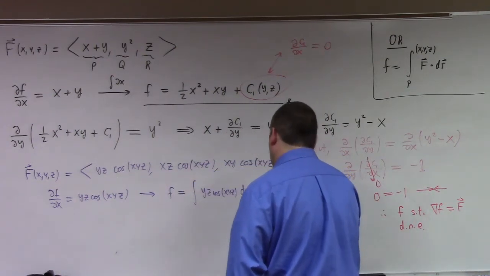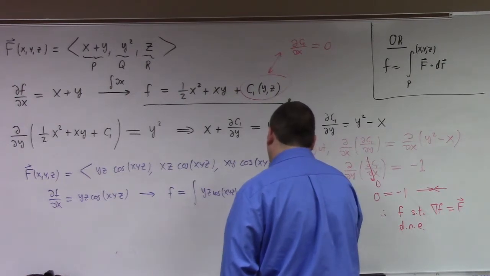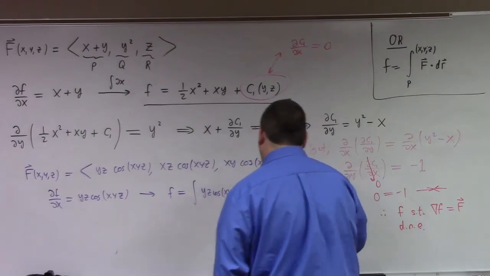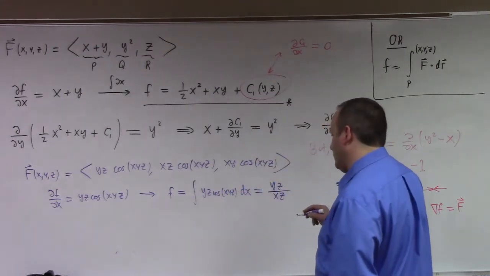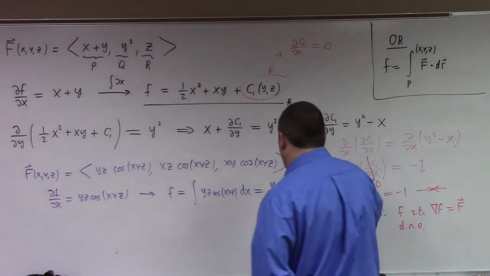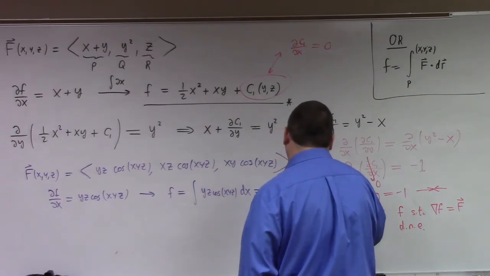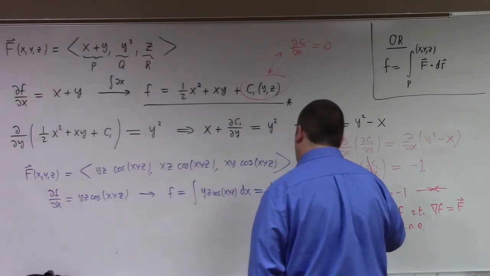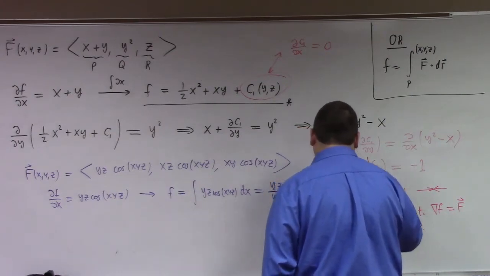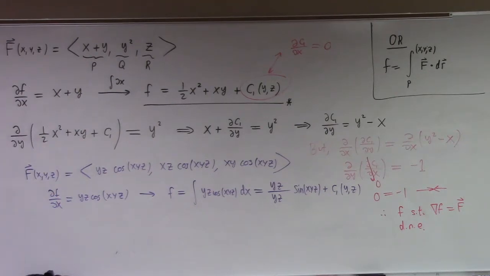Which is going to give me what? It's going to give me yz over xz. Did I do that right? Oh, I can't do math. It's going to give me yz over yz sine of xyz plus c1, which is possibly a function of y and z. Right. So, of course, the yz's cancel.